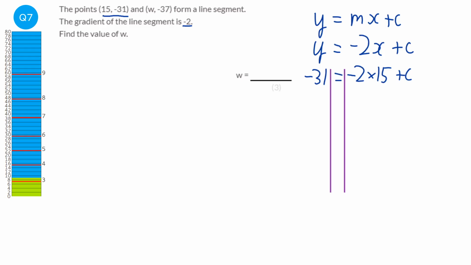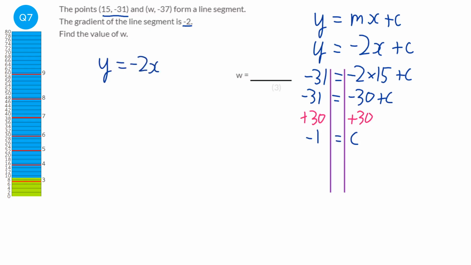So first thing I'm going to do is, well, just tidy this up. 2 times 15 is 30, so -30 plus c. And I'm just going to add 30 to both sides to get c on its own. So that would be -1 equals c. So c is -1. So we now know that the equation is y equals -2x minus 1. And we're told that the y is -37. And we're looking for the x value, which they've called w.